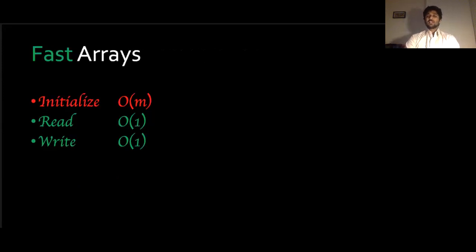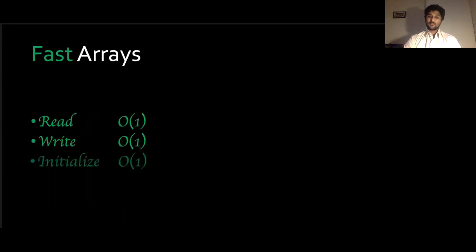Perhaps surprisingly, we can indeed do better. If we sustain a constant factor overhead in the runtimes of read and write, we can tremendously speed up initialization. In fact, we can bring the initialization time complexity all the way down to a constant. Accordingly, we call an array implementation fast if all three operations, initialize, read, and write, take only constant time. We can even achieve these time complexities with only a constant factor blowup in space.